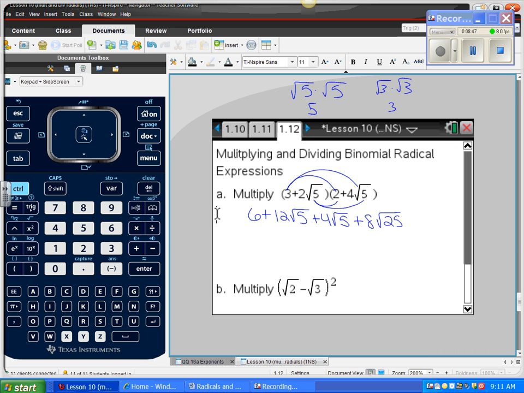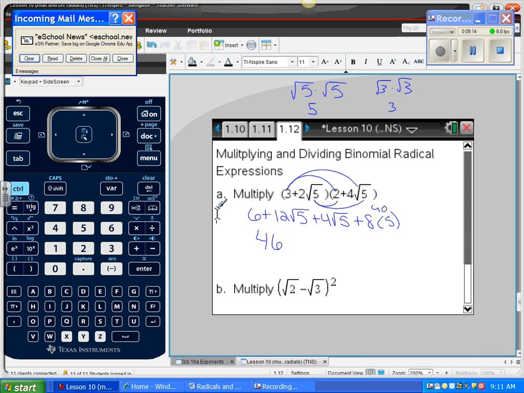Okay, so do I need to write 25? What am I going to write? 5. Okay, 8 times 5 is 40. Okay, so what should I do now? Add what? Like terms, thank you. So I have 6 and 40, which is going to give me 46, right? This is 40. And I have 12 radical 5 and 4 radical 5. And there's your product. Okay?